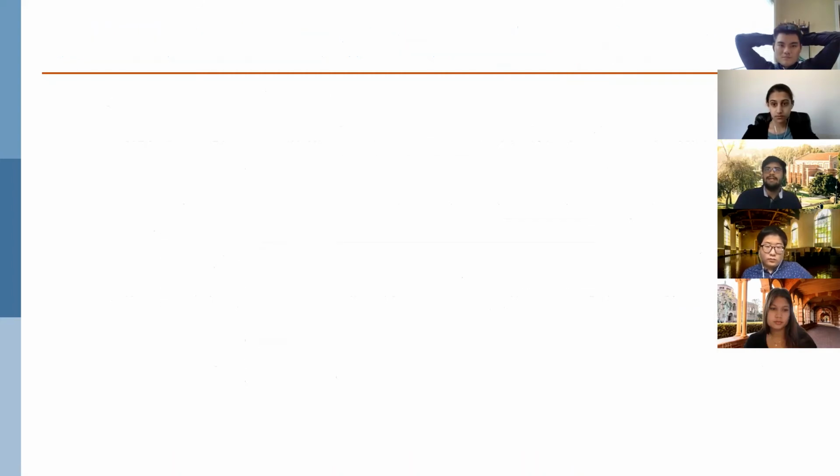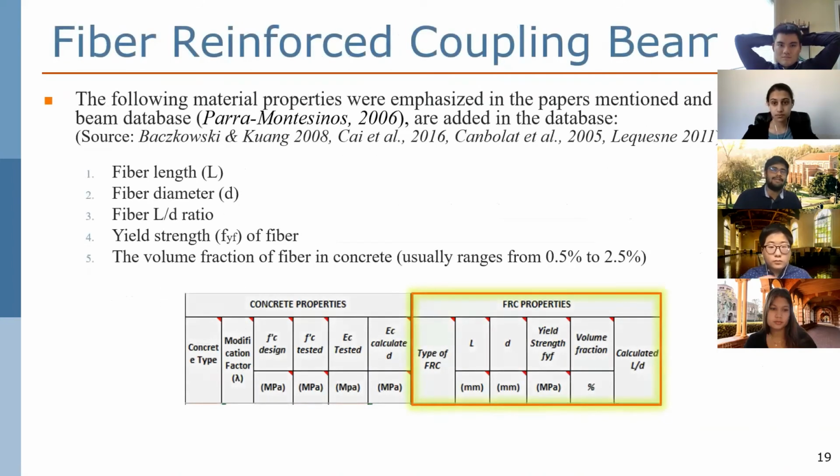Next up, we have some literature review on fiber reinforced coupling beams. Reading Parra's paper and Bukowski and Kai's, I included a couple more columns, which include fiber length, fiber diameter, the aspect ratio of the fiber, the yield strength of the fiber, and the volumetric ratio of the fiber. These parameters will be used later in regression models, so they were important.